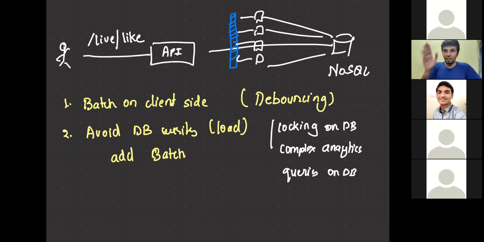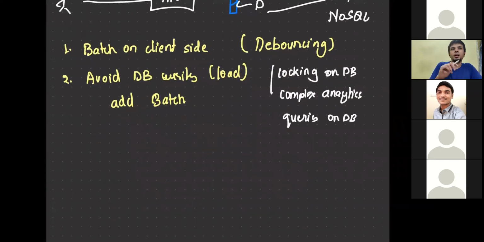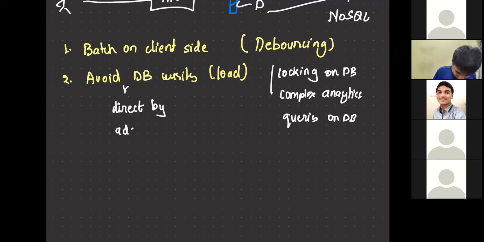So you can slow down the consumption of non-important events by adding an event store in. This is where an event store comes in very handy. So avoiding batch calls, just give me a minute, Piyush. So batching it on the client side, and avoiding direct DB writes by adding Kafka or any streaming solutions here, right?